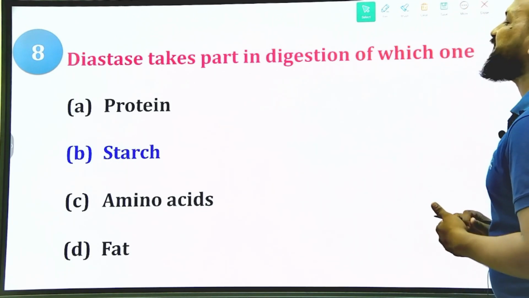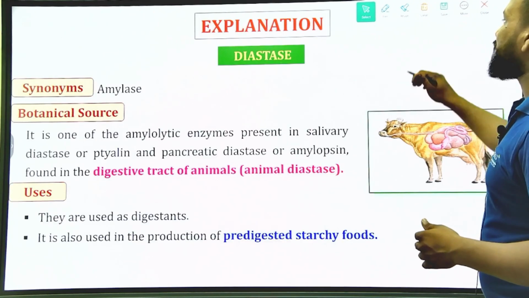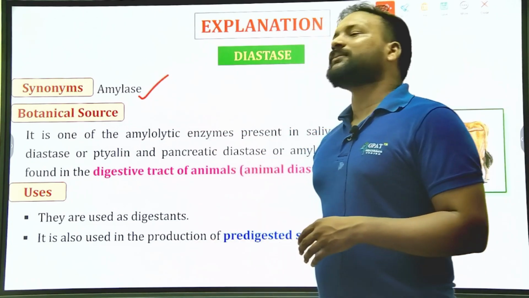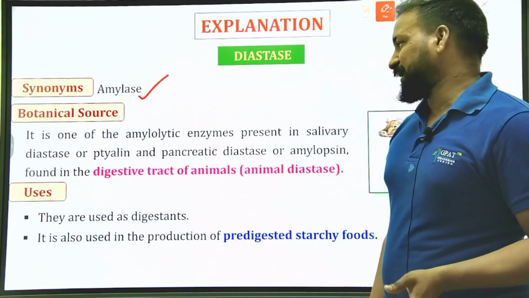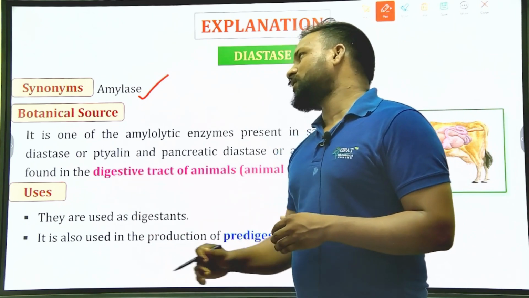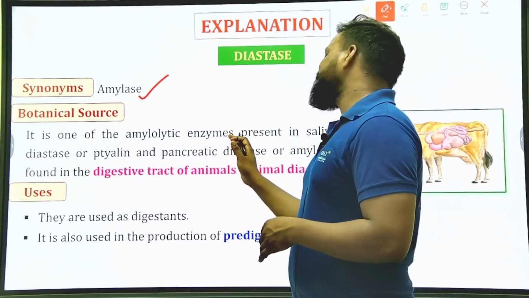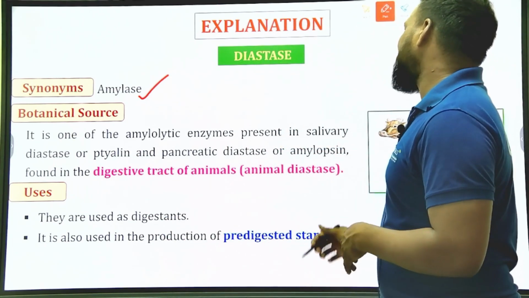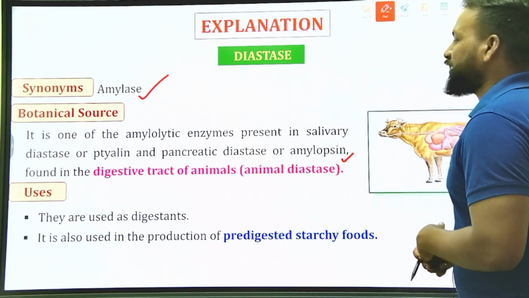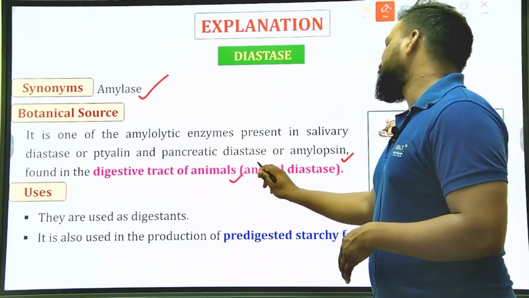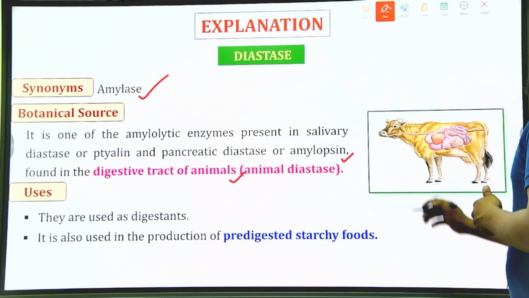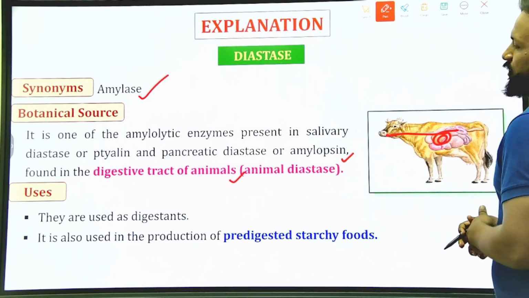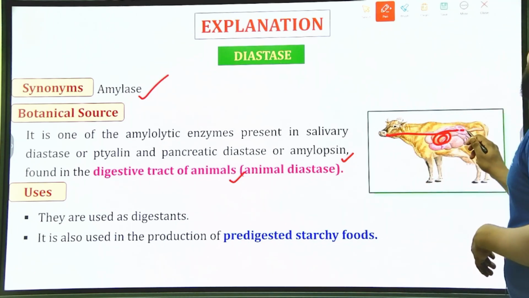Yes, option B, starch. So this diastase is an enzyme also known as amylase enzyme. It is a very important enzyme. It is one of the important amylolytic enzymes present in the salivary diastase of saliva and pancreatic diastase of amylopsin. Amylopsin found in the digestive tract of animals is also known as animal diastase. Clear? So in all the digestive tract, this amylase enzyme is there.